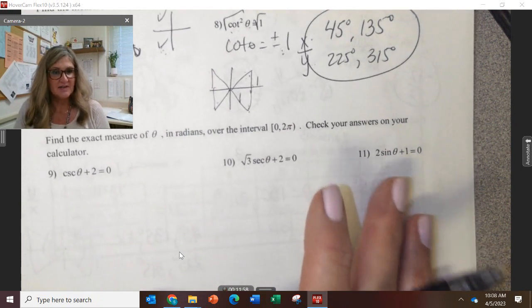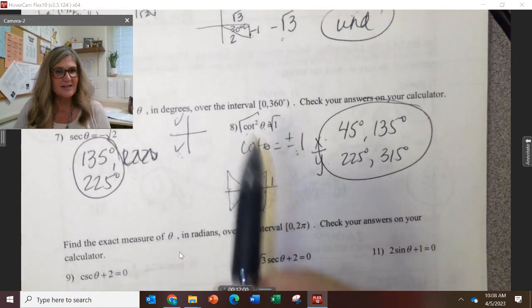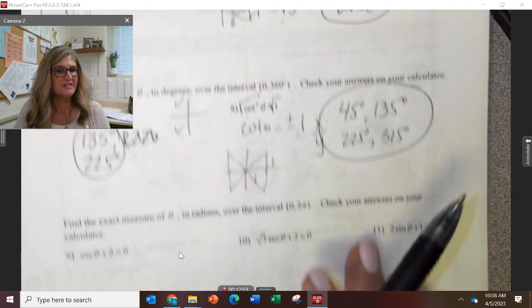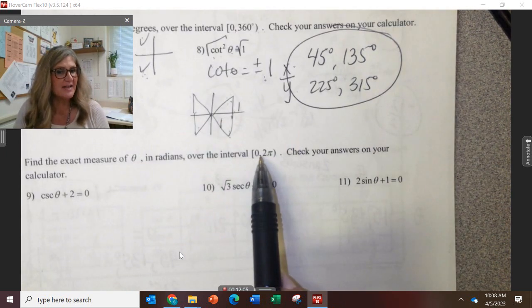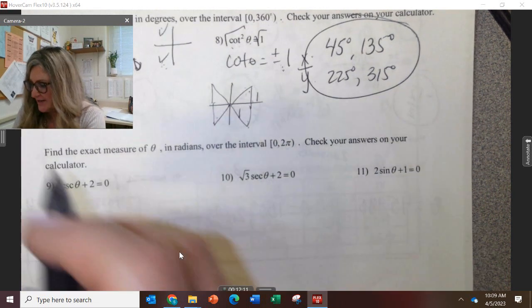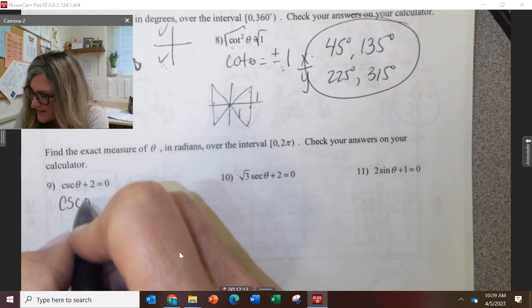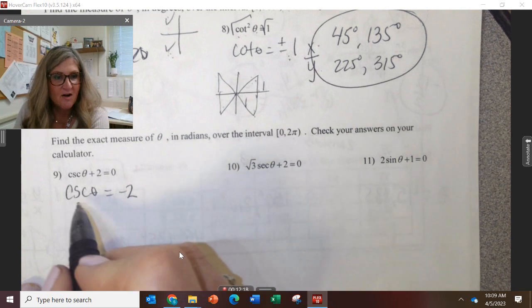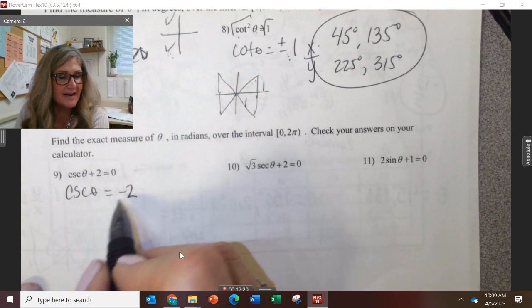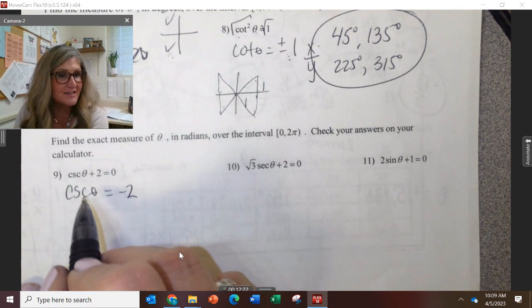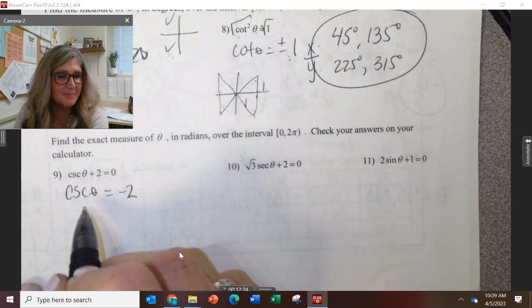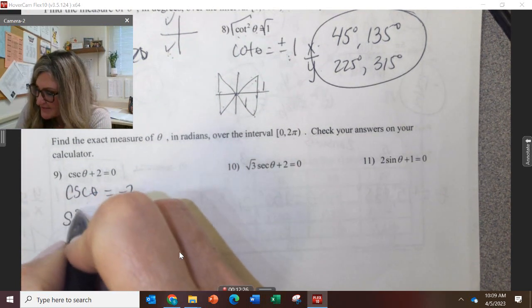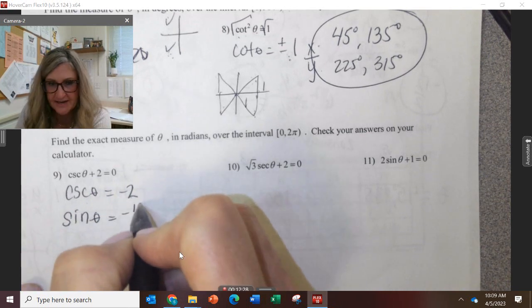Okay. Now, look at the difference here. The directions back here said between 0 and 360. The directions here are saying between 0 and 2 pi. So now we're going to have our answers in radians. Okay? In radians. So solving this, cosecant theta is going to have to equal negative 2. Now, instead of using cosecant, I always like to change this back into its other function, its reciprocal function. So I'm going to make this sine theta equals negative 1/2.